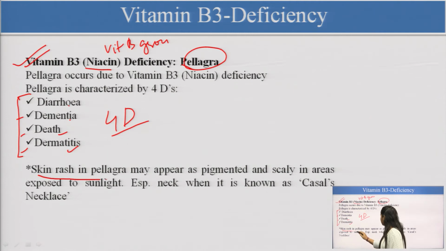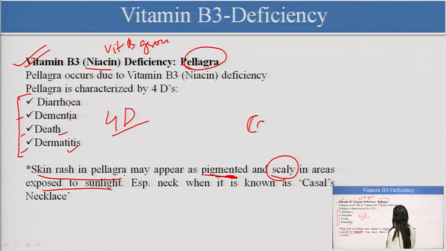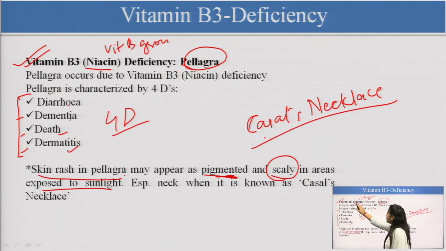There are skin rashes in pellagra. Okay, and they are pigmented. There is discoloration of the skin. Scales will be on that area if the person is exposed to sunlight, and there is a very characteristic feature which is known as Casal's necklace. Okay, this is a characteristic feature of vitamin B3 deficiency. What will happen in this? There is a necklace formation. A dyspigmented necklace is formed in the neck area. Okay, that is called Casal's necklace.